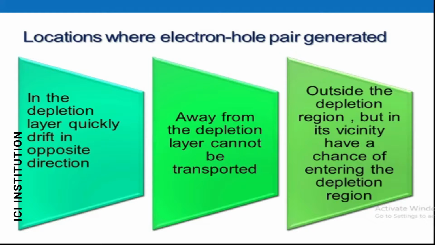The other region is the third region, region 3. Electrons and holes generated away from the depletion layer cannot be transported because of the absence of electric field. The last region is region 2. That is, electron-hole pairs generated outside the depletion layer but in its vicinity have a chance of entering the depletion layer by random diffusion. An electron coming from the P side is quickly transported across the junction and therefore contributes a charge e to the external circuit. A hole coming from the N side has a similar effect.